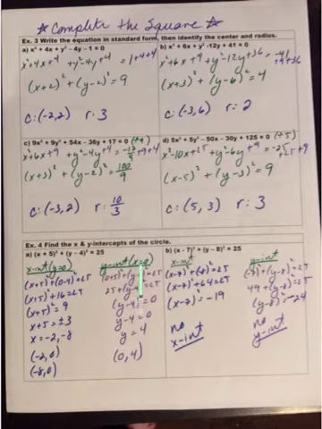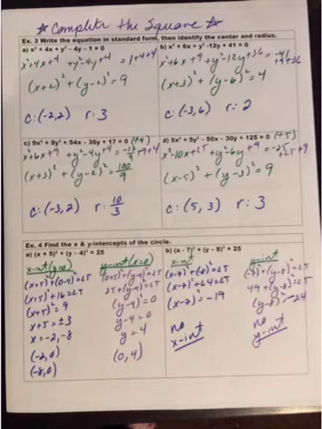Y-intercept, plug in x equals 0. So I get 25 plus y minus 4 squared equals 25. Y minus 4 squared equals 0 because I subtracted 25 from both sides. Take the square root and y minus 4 equals 0. There's no such thing as plus or minus 0. They're the same. Add the 4 and y equals 4. So we only have one y-intercept of 0, 4.